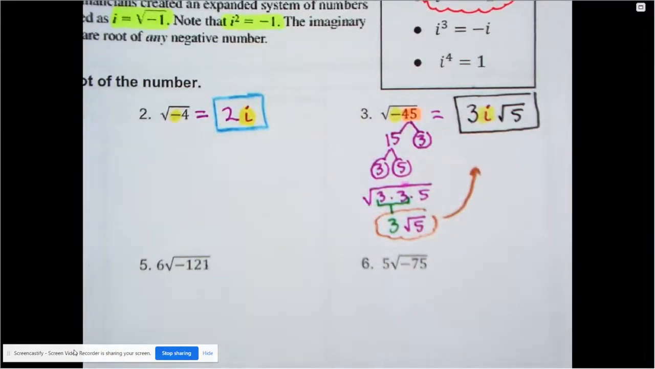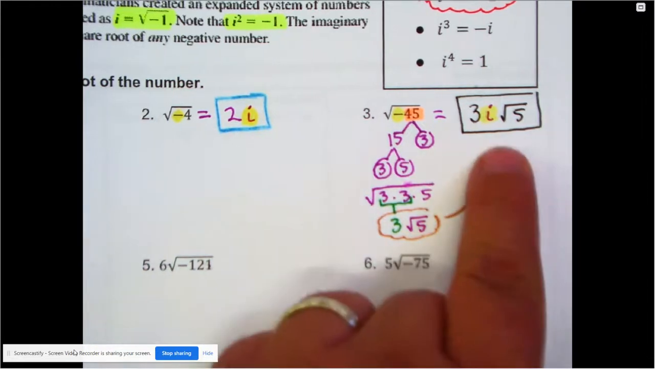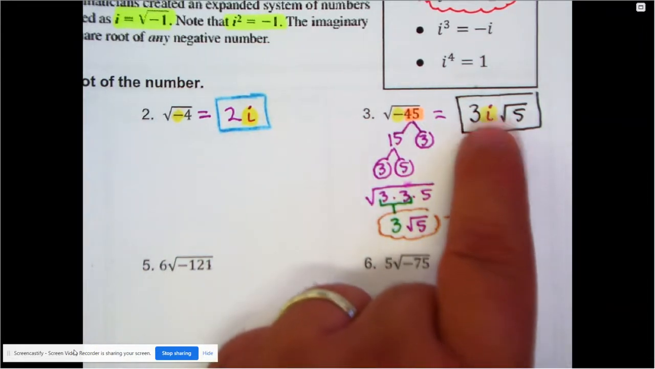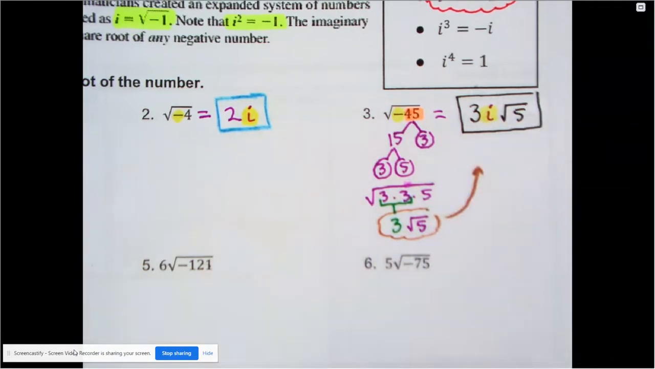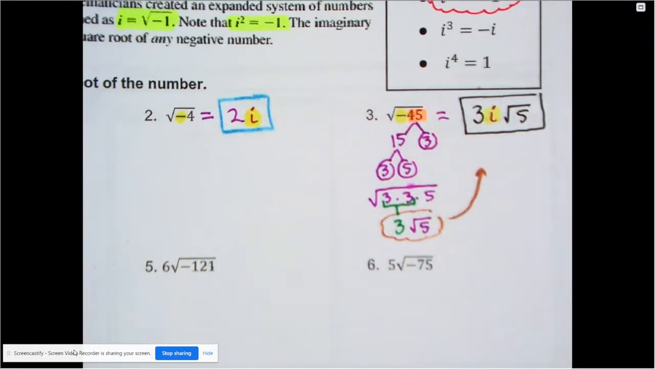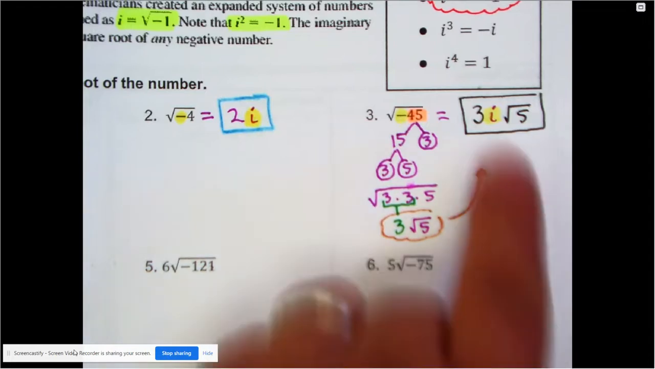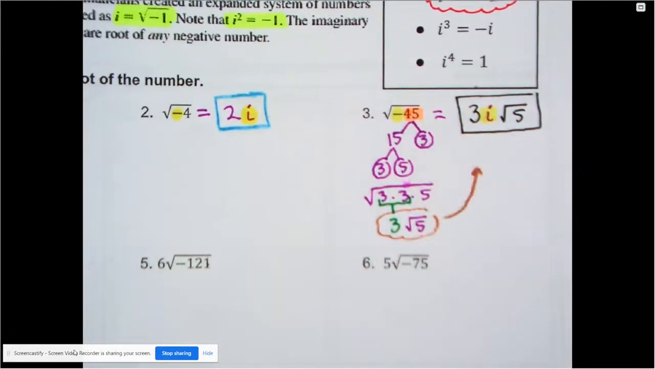For those of us working with Big Ideas Math, it prefers the i to be here. There's a couple questions on there where if you put the i in the back, it's going to say it's wrong, even though it could be technically correct. So just be careful there with Big Ideas Math.